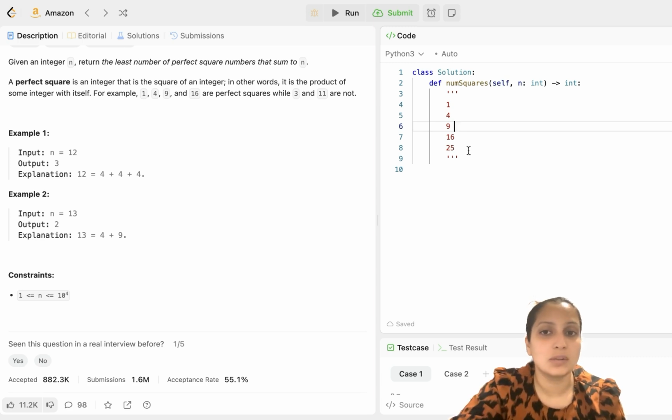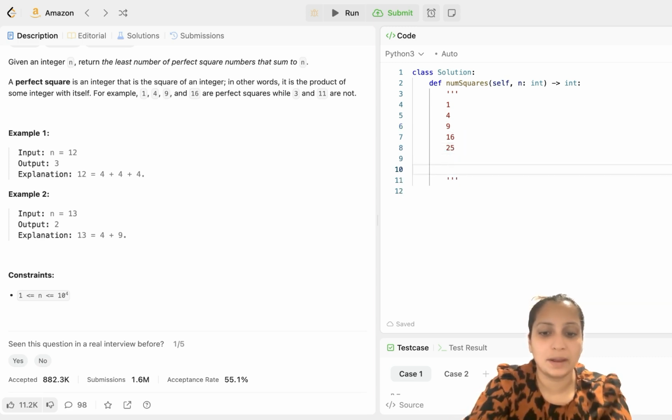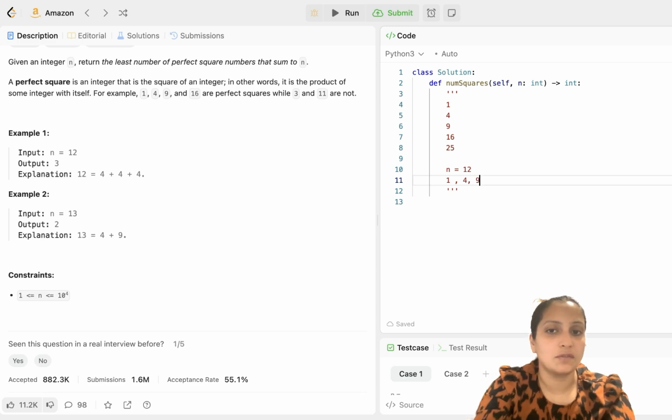Suppose initially you have n equal to 12 and you want the sum of perfect squares equal to 12. Here, you can take a choice of 1, or 4, or 9, because 16 is greater than 12, so that's not possible. So you have only 3 choices to make: 1, 4 or 9. You can take either one as the starting point and then go ahead.